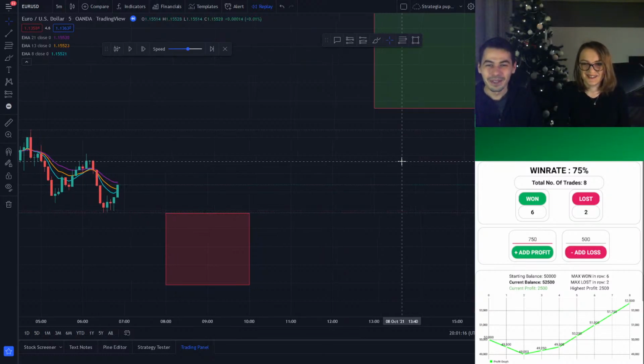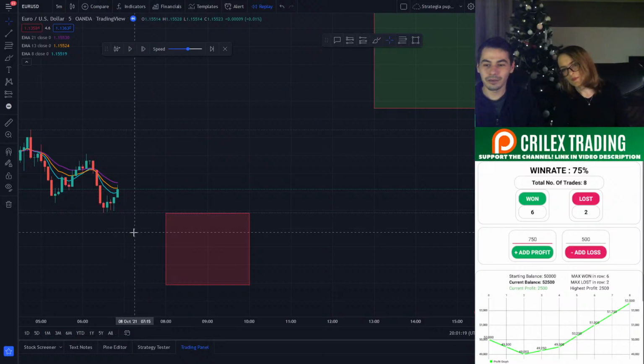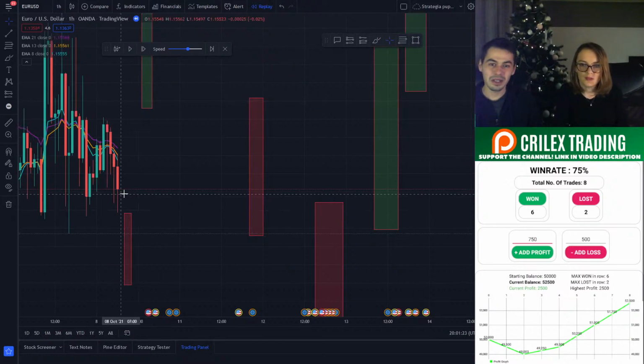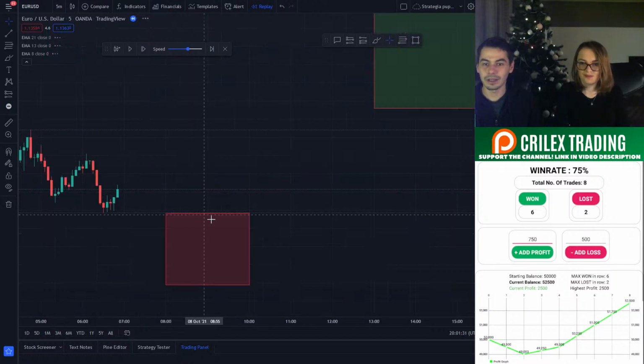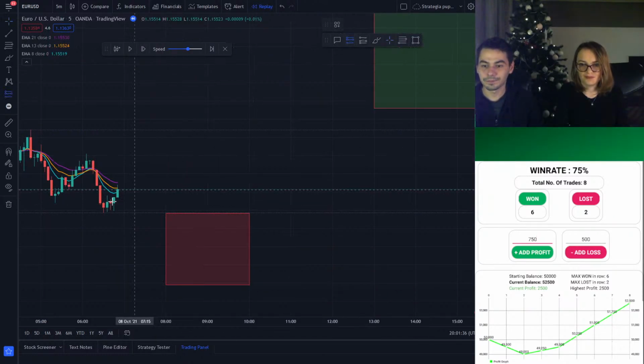But okay, so I think it's a bit early to look for an entry here. Shifting to the 60-minute time frame. Actually, no, I think it's just good. It's fine. It's this level here that we are a bit concerned about, but I think in real market conditions we would have taken an entry here based on this signal.